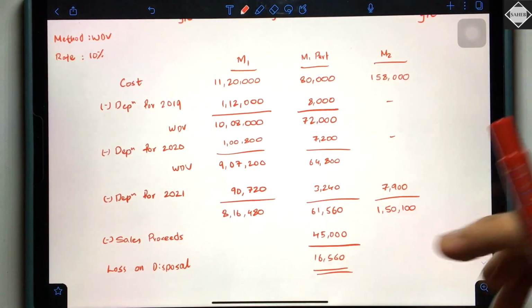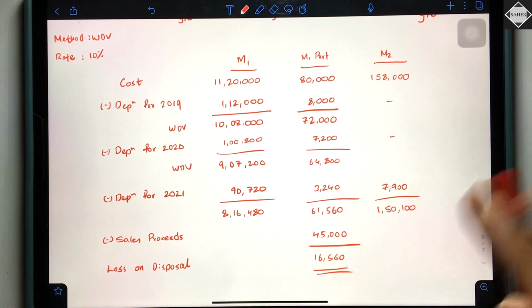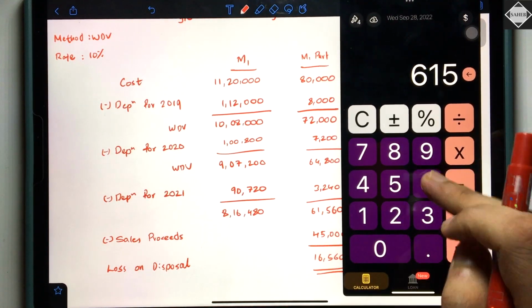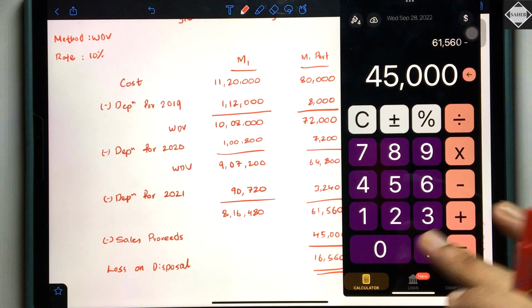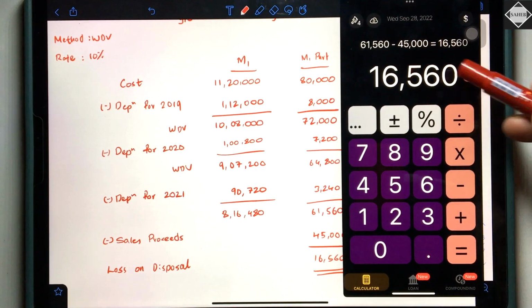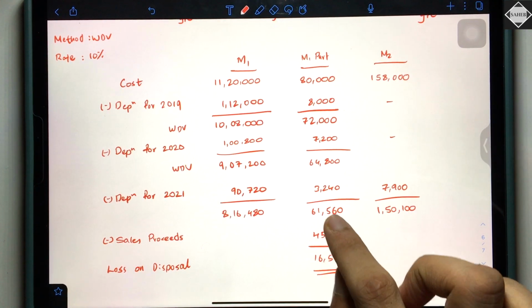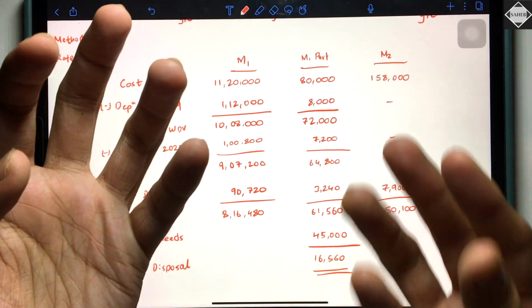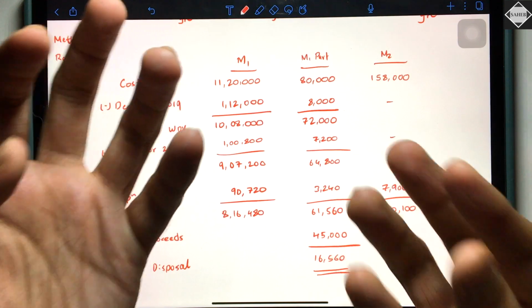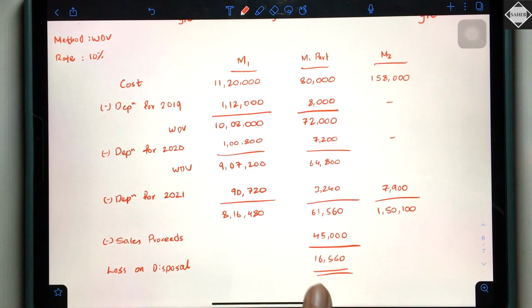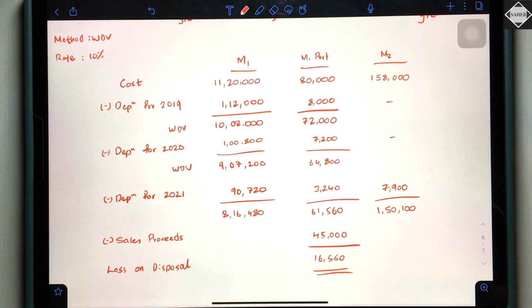So just subtract that, 61,560 minus 45,000 sale proceed. So 16,560 is loss. You can easily understand now. 61,560 was the book value and sale proceeds are just 45,000. So of course you have made a loss, and the loss is of 16,560. So it's better to do this working note and then you can directly fill everything.